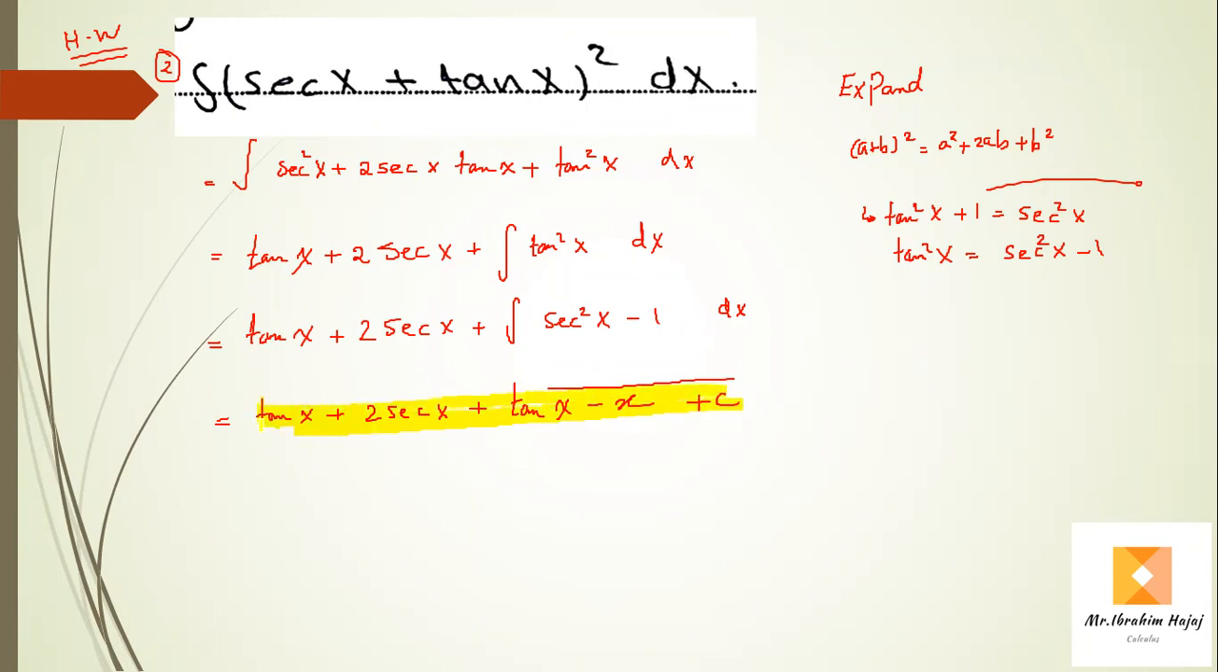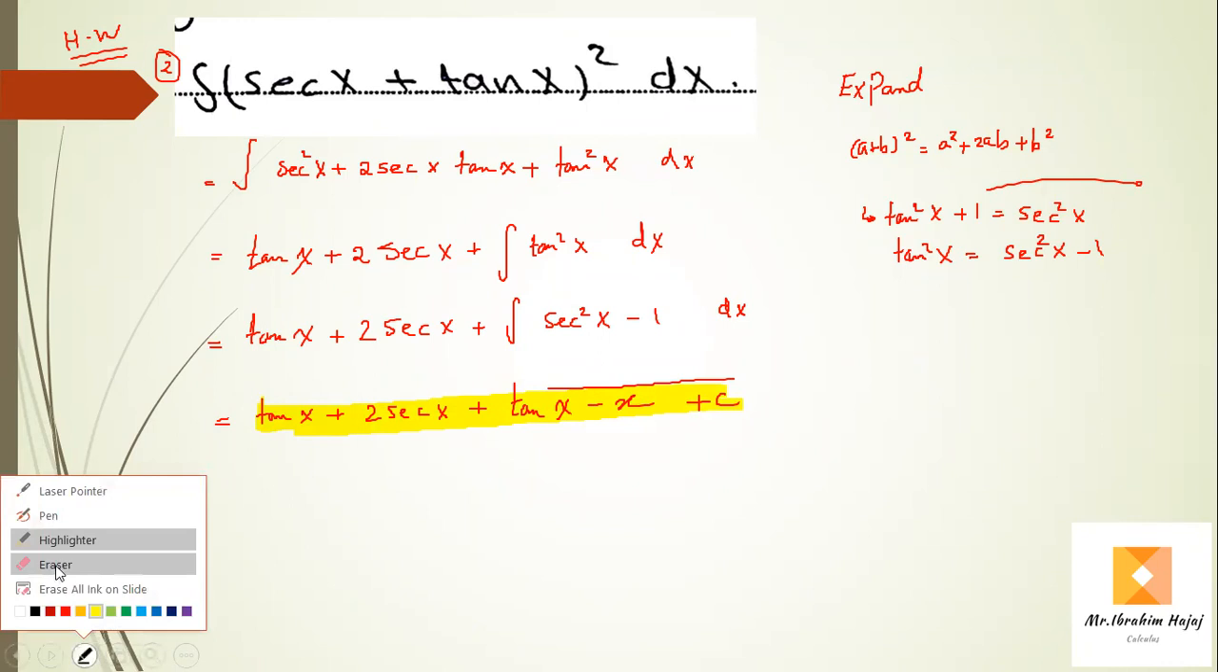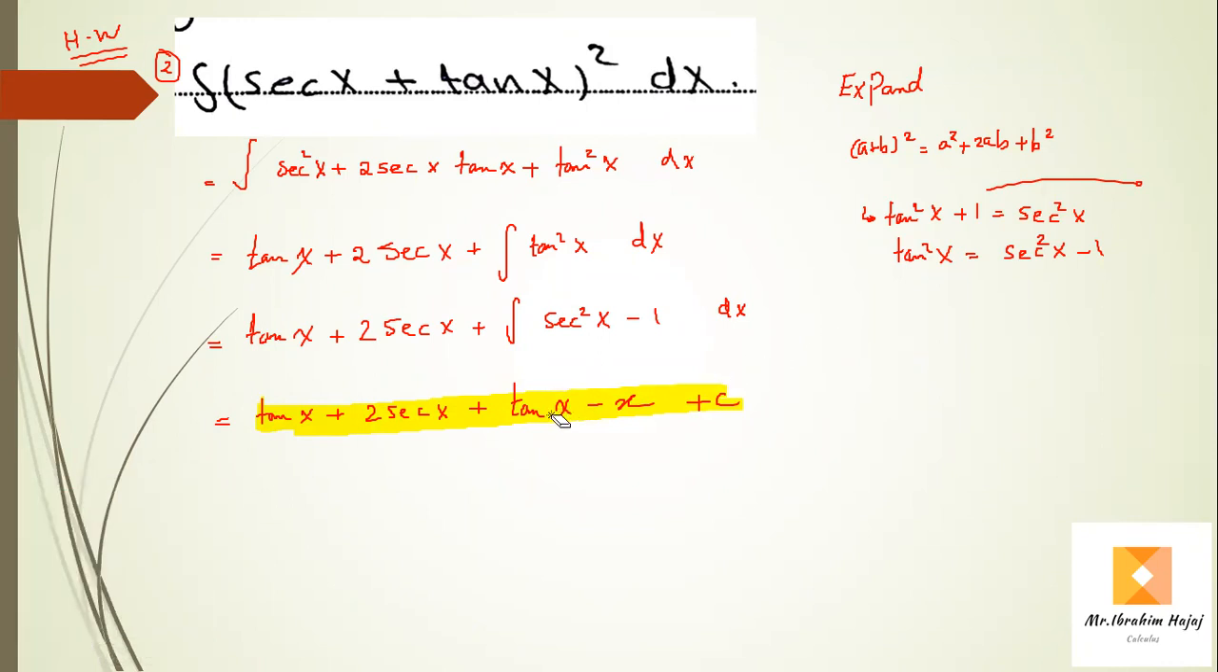Mister, can't we write tan x plus tan x as 2 tan x? Yes, you can. Take 2 as a common factor: 2 times tan x plus sec x, minus x outside, plus c. It's also correct.